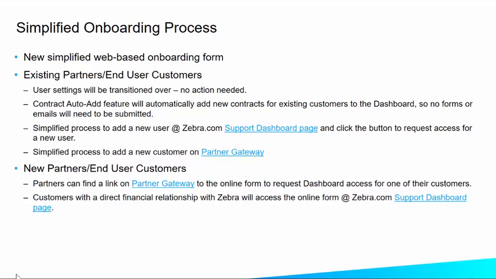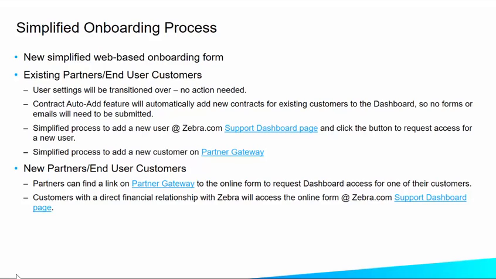We also have a new simplified process if you need to add a user. So maybe you've got someone that's just joined your company and they want access to it. You can find that at zebra.com on the support dashboard page. And then we have a new simplified process for partners who already have access to the dashboard and they need to add a new customer. That information can be found on the partner gateway.